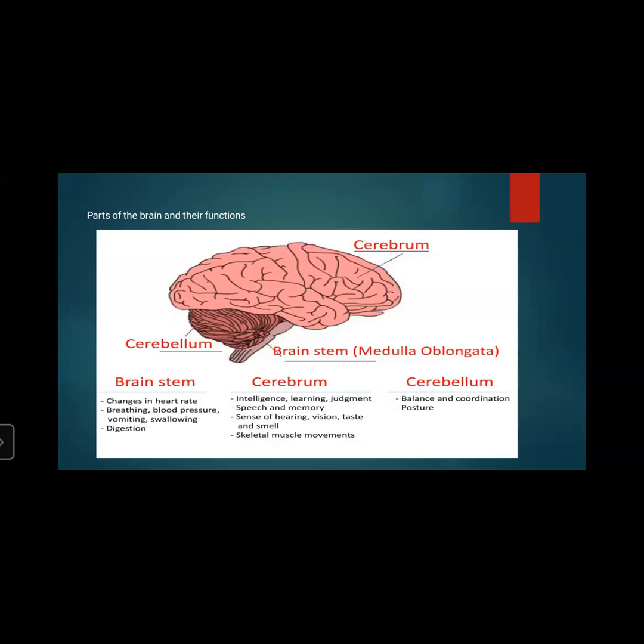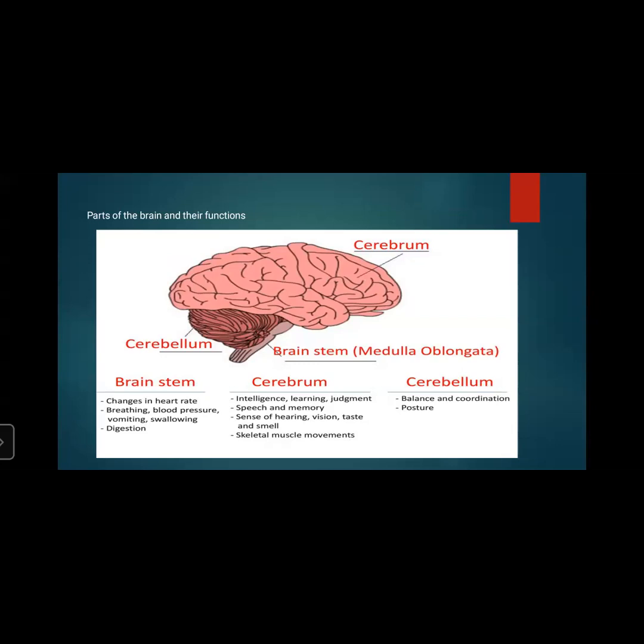Cerebrum: its function is that it helps in intelligence, learning ability, judgment, speech and memory, sense of hearing, vision, taste and smell, skeletal muscle movement.